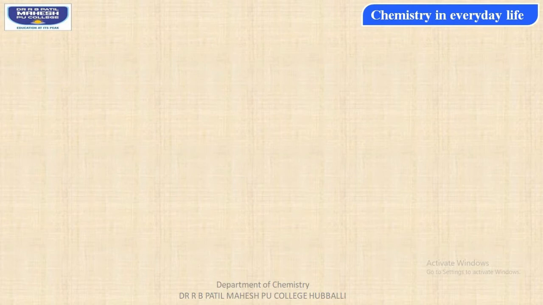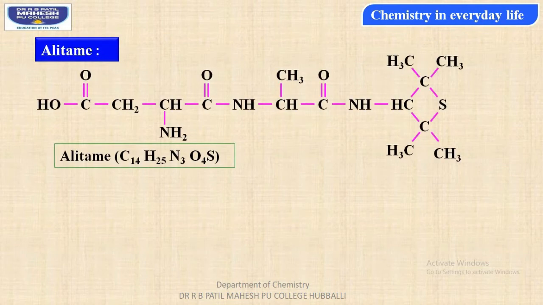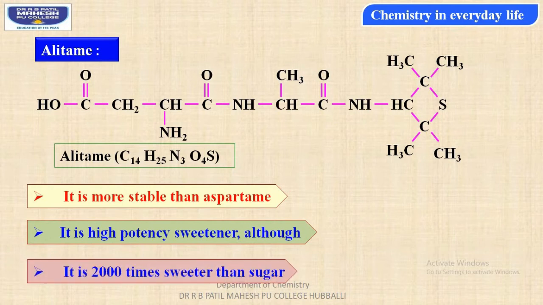Next, students, the artificial sweetening agent is alitame, with the structure given below and molecular formula C14H25N3O4S. It is more stable than aspartame. It is a high potency sweetener, about 2000 times sweeter than sugar.